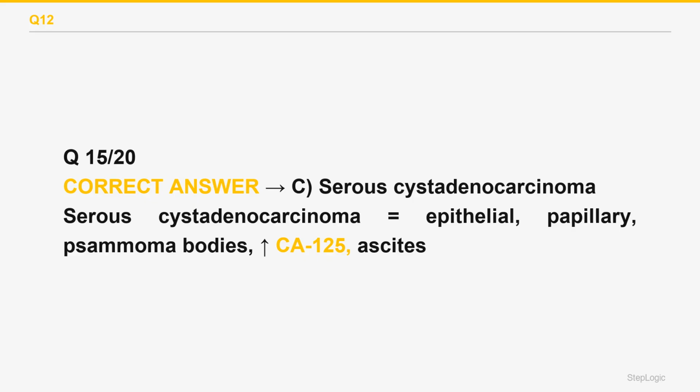The family history of breast cancer hints at a BRCA association, which markedly raises the risk of serous ovarian carcinoma. Psammoma bodies are a useful but non-specific clue. They also appear in papillary thyroid carcinoma, meningioma, and mesothelioma. The combination of a postmenopausal adnexal mass with ascites, elevated CA-125, papillary architecture, and psammoma bodies points to serous cystadenocarcinoma of the ovary.